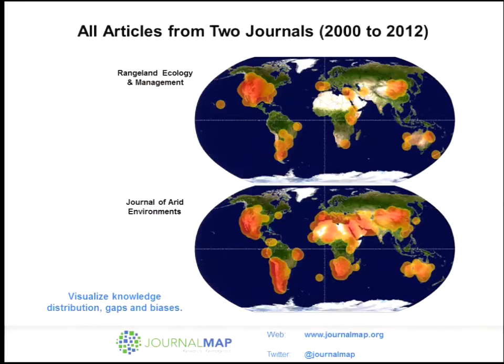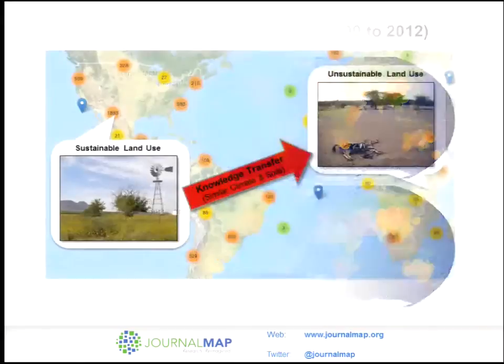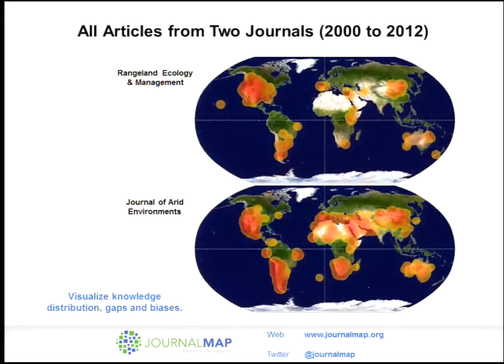One last example here, this is an infectious disease example. We can look at the spread of this case, West Nile virus, across the United States, and we can look at how the spread of the knowledge of that disease tracked the disease itself as it moved across the country.